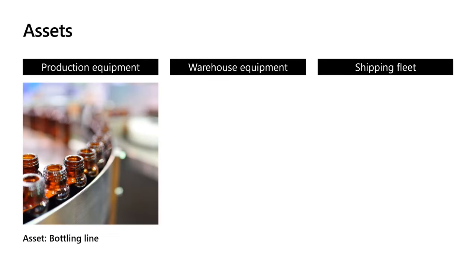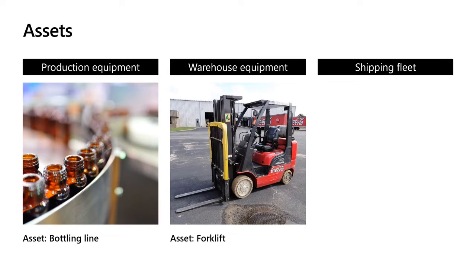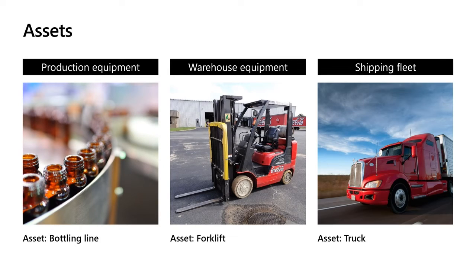So for production equipment, an example of an asset might be a bottling line in our bottling plant. For warehouse equipment, an asset might be a forklift. And in a shipping fleet scenario, we could model our truck as an asset. Again, the key defining feature of an asset in this context is it's something that we need to service or maintain.